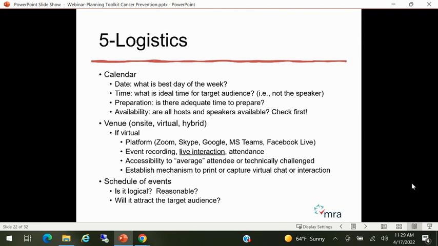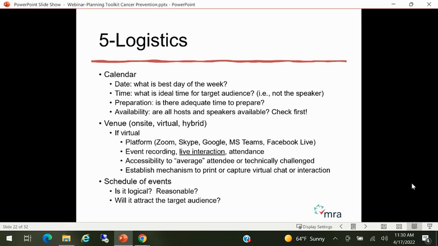Step number 5, logistics. And this is an interesting one. On several occasions, I've seen where a date was picked on the calendar and a time that met the speaker's preferences, but it really wasn't the best time of the day or time for your audience. So you want to make sure your logistics are targeted to be convenient and attractive and comfortable for your target audience. What's the best day of the week? Probably not on a Friday afternoon before a holiday, or maybe it is. It just kind of depends.